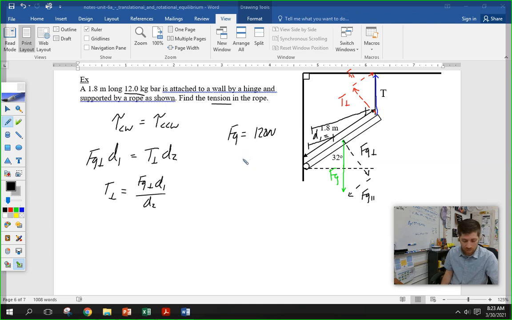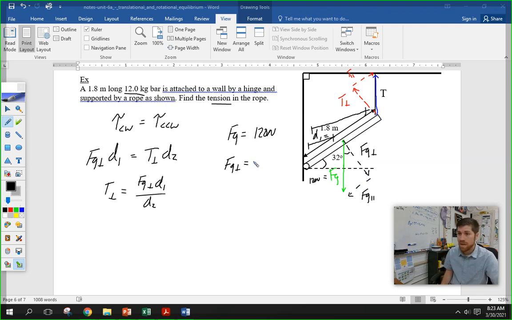So Fg would be 120 newtons, which means that Fg perpendicular would be my 120 newtons. This angle is given to us as 32 degrees. That is the angle of inclination here, which would be the same angle as the angle between Fg parallel and Fg perpendicular. We've done this previously with some examples, and if you need to go back and think about inclined planes and how that geometric relationship worked out, you can check out that video.